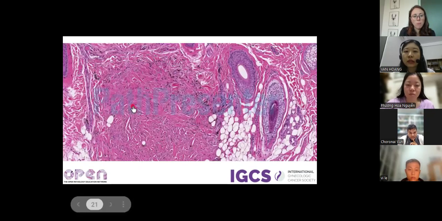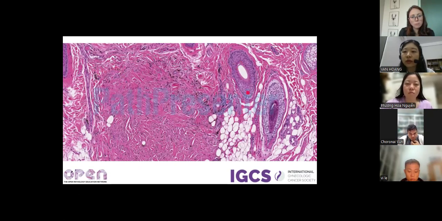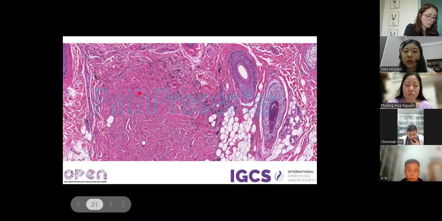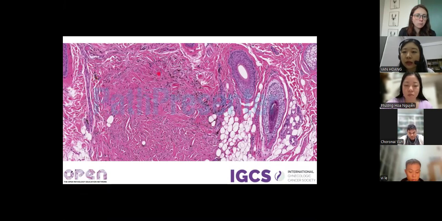In a higher view, we see the lesion in the deep dermis extending down to and around the fat lobules and hair follicle. It contains a mix of dark blue cells, dark purple cells, which are the melanocytes, and blue mucin. Maybe it's the myxoid stroma. And we can see the scattered brown-black pigment over here.